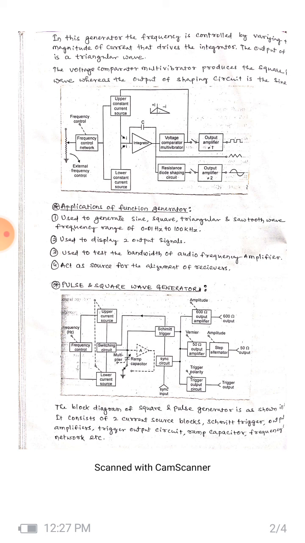Next we are going to discuss the pulse and square wave generator. Basically it consists of two current source blocks, the frequency control, the switching circuit, the ramp capacitor, the schmitt trigger and output amplifiers, etc. The upper current source supplies a constant current to the ramp capacitor. This charges the capacitor at a constant rate.